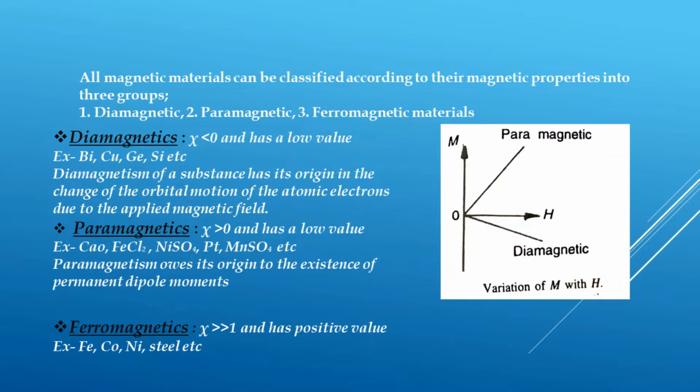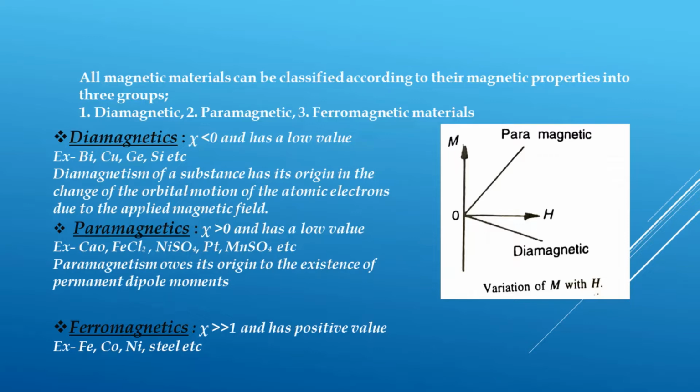So when chi is less than 0, that is the value of chi is negative and it has a very low value, so we can say that modulus of chi is very much less than 1, those materials are called diamagnetic materials. Copper, bismuth, etc. are diamagnetic materials.